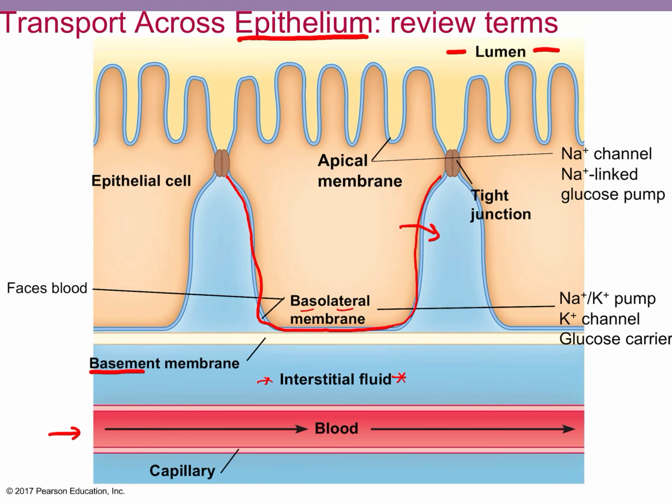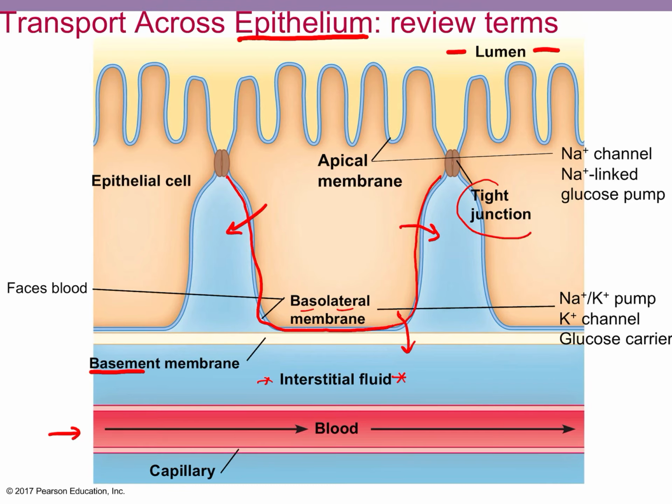If a molecule moves past either the sides or moves through the bottom, we are making our way into the interstitial fluid and then into the bloodstream. So the basolateral membrane is put together as one because it doesn't matter if it's the sides or the bottom, it can actually reach the bloodstream.